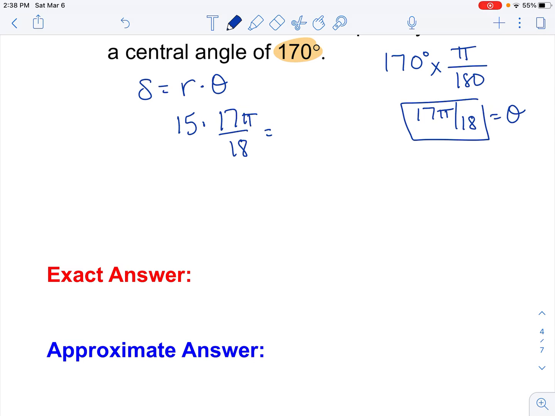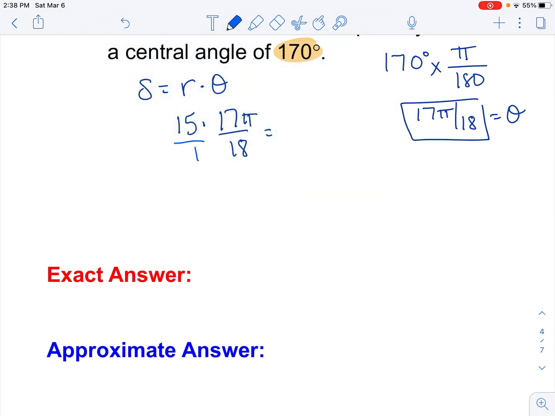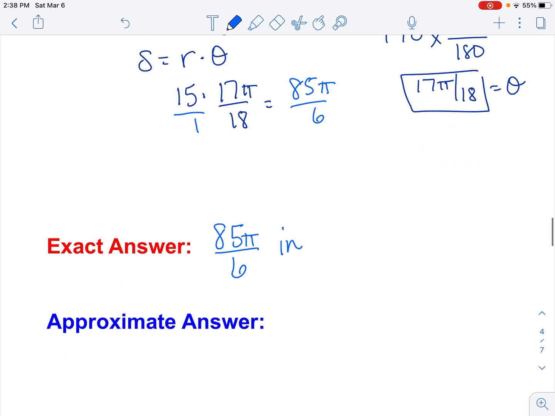If I were to multiply straight across, put this over 1 and multiply straight across, this would reduce to 85 pi over 6. You can just use your calculator, do 15 times 17 divided by 18, and hit math, enter, enter. So our exact answer is 85 pi over 6. And again, it was arc length, and our unit of distance is inches. So it's going to be 85 pi over 6 inches.